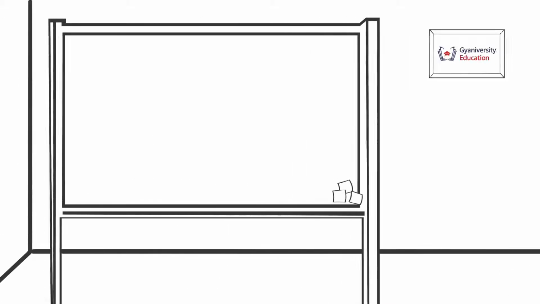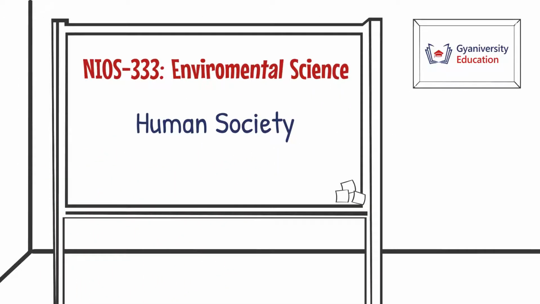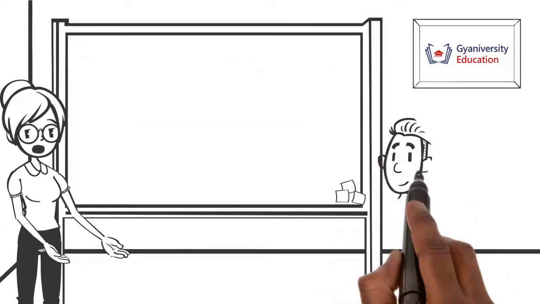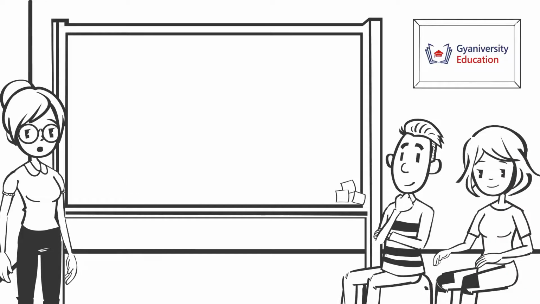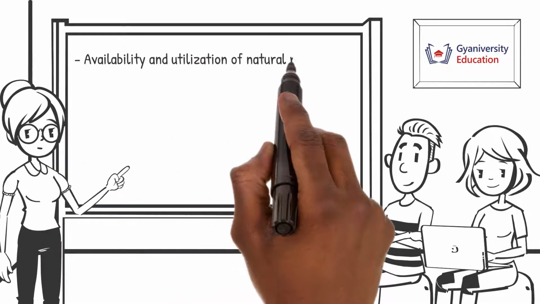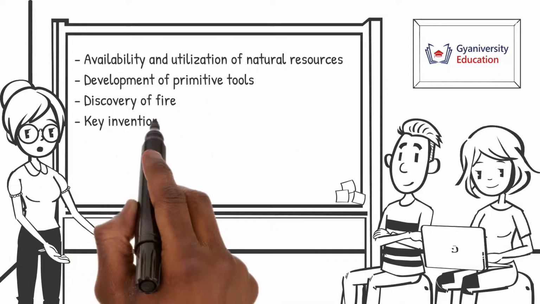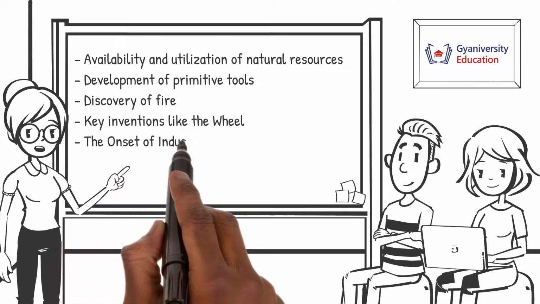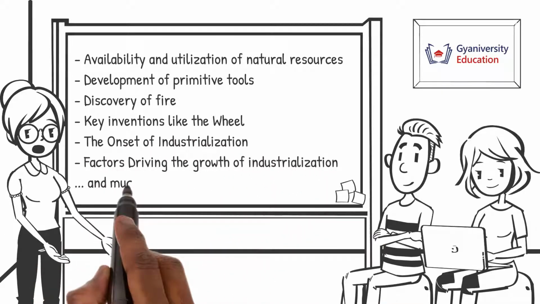Welcome to the Environmental Science lesson on human society. The topics covered in this lesson explore the relationship between human societies and the environment throughout history. You will learn about the availability and utilization of natural resources, the development of primitive tools, and the discovery of fire, key inventions such as the wheel, the onset of industrialization, factors driving its growth, and much more.